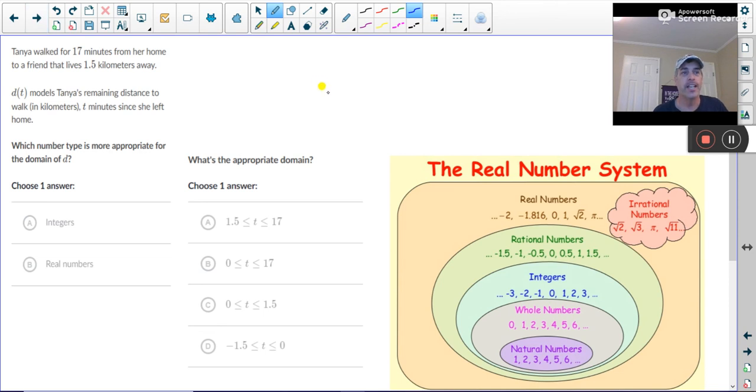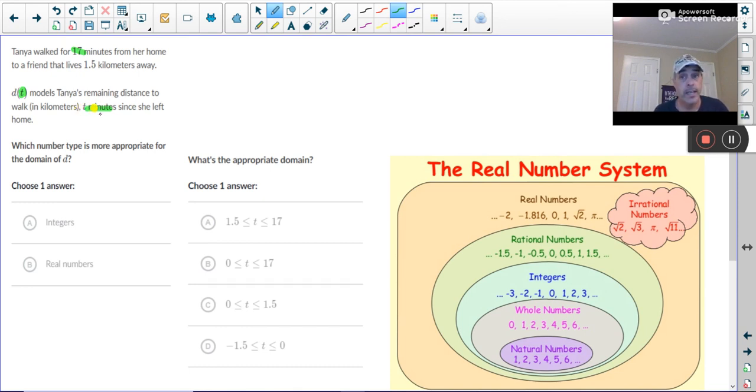Okay, very last one. Tanya walked for 17 minutes from her home to a friend that lived 1.5 kilometers away. D of T models Tanya's remaining distance to walk in kilometers, T minutes since she left her home. So we are thinking that T minutes is our domain, and she walked for 17 minutes. Okay, so everything we're thinking about is in minutes.